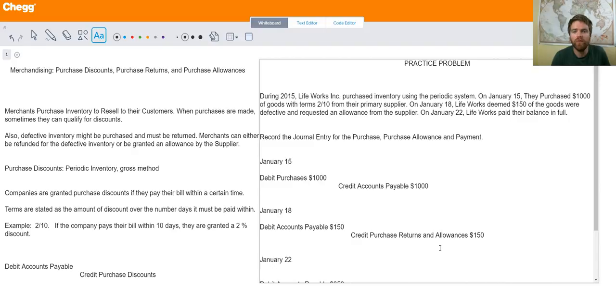So hopefully that was helpful for y'all today. It's a lot of different things regarding purchase returns, allowances, discounts, and payment. So we went through the whole way. We started with your purchases, there was a return, and then now you paid it.